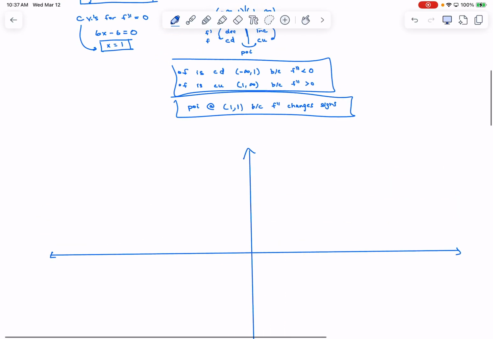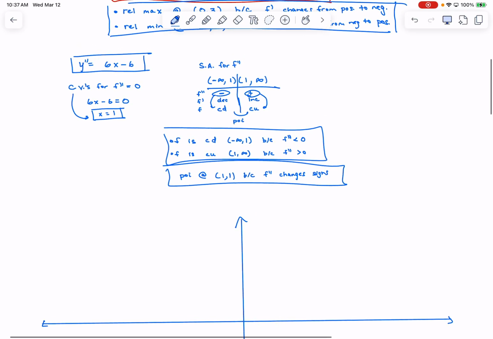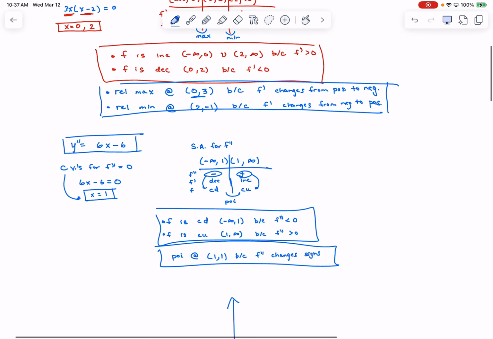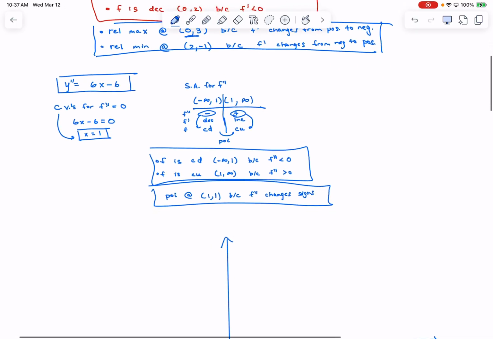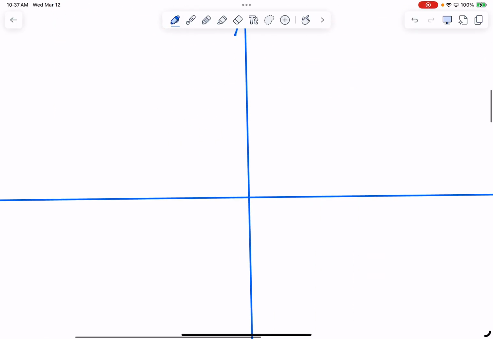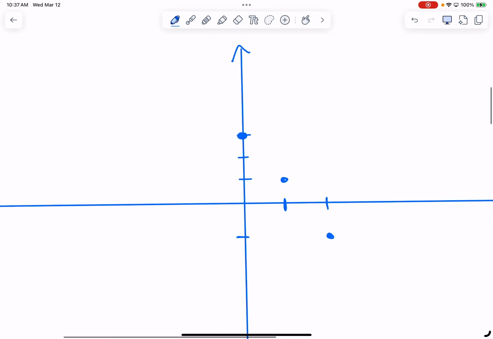Okay, what points do we have? 0, 2. Oh, 0, 3. Yeah, I got 0, 3. Okay, 0, 3. What else do we have? 1, 1. We have a 1, 1. And what else? A 2, negative 1. Agreed? All right, so there's what I got.